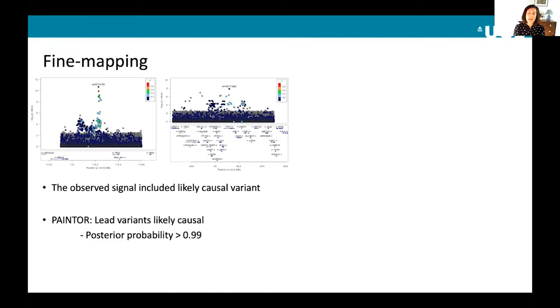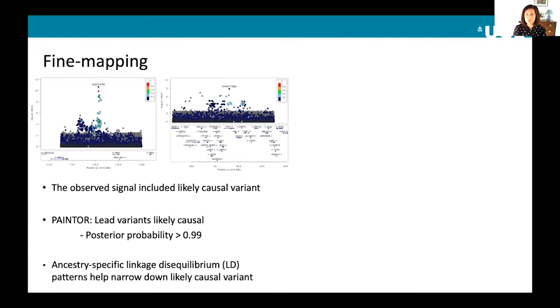We next applied a statistical fine mapping tool called Painter, which integrates strength of association, linkage disequilibrium patterns, as well as different functional annotations to show that both of these lead variants that we've detected had a very high posterior probability of being causal. So through validating both of these lead variants using statistical fine mapping, we've shown that whole genome sequencing has great sensitivity and resolution and may actually allow us to directly identify the likely causal variant. This is especially relevant when we're looking at rare variants and non-European populations, when imputation can be less accurate.